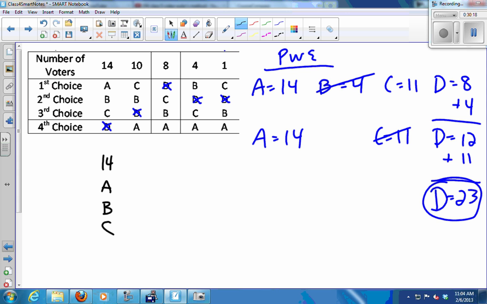CBA is 10, the 8, and the 1 all become CBA. So that's 19 go CBA. And the 4 is BCA. Does that make sense? Right, and C has a majority, so C is the winner.